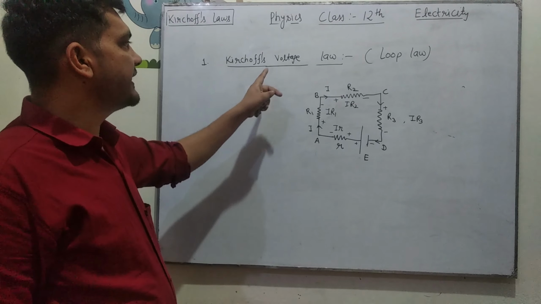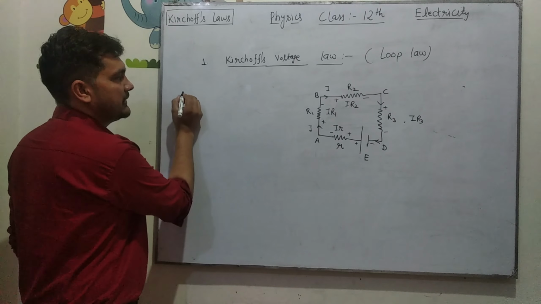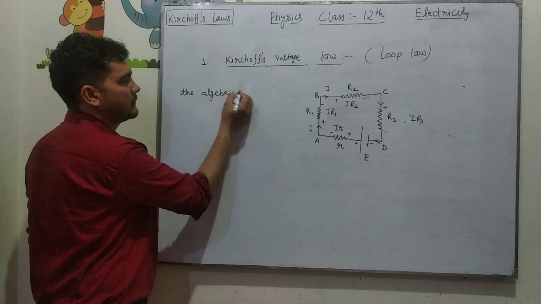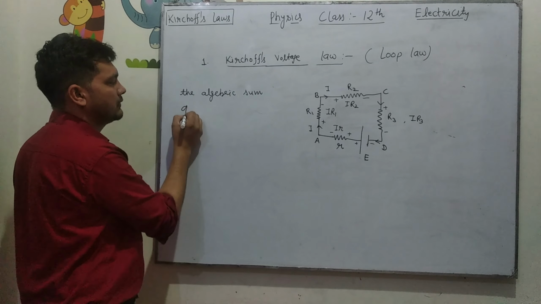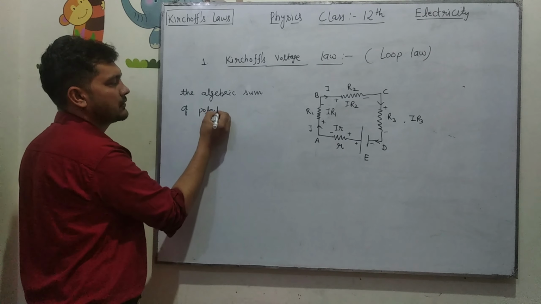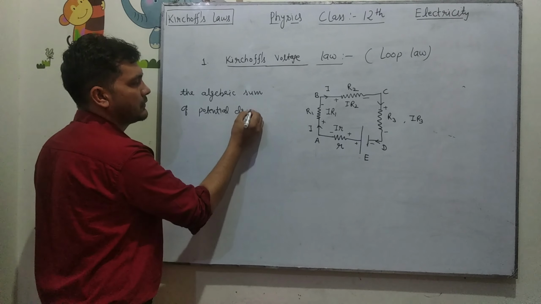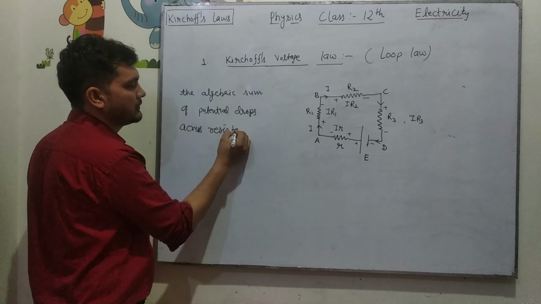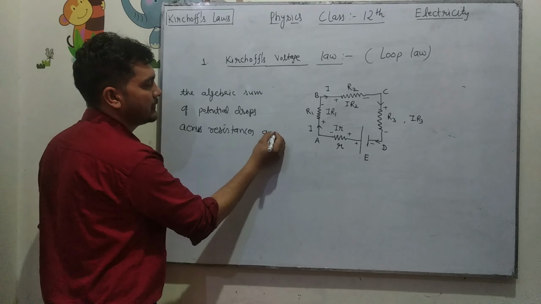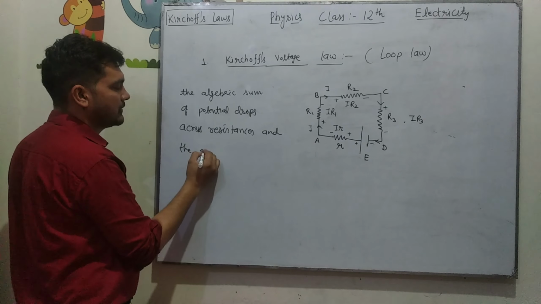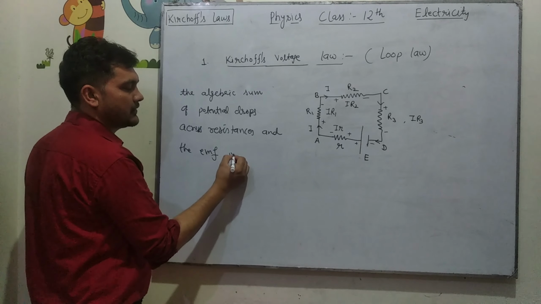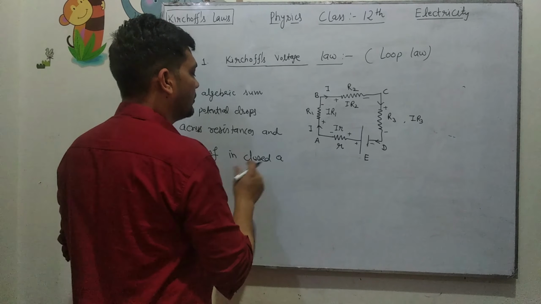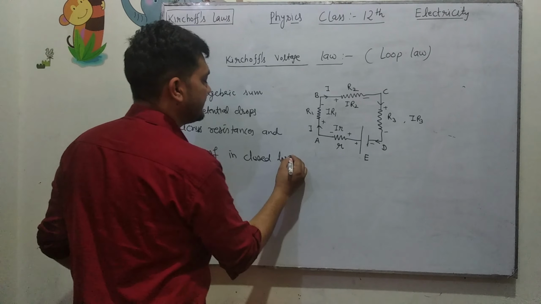So, according to Kirchhoff's voltage law, the algebraic sum of potential drops across resistances and the EMF in a closed loop is always zero.